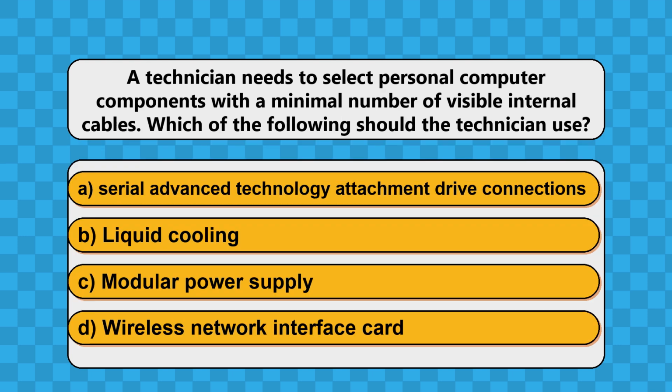Question 12. A technician needs to select personal computer components with a minimal number of visible internal cables. Which of the following should the technician use? Option A, serial advanced technology attachment drive connections. Option B, liquid cooling. Option C, modular power supply. Option D, wireless network interface card. The correct answer is option C, modular power supply.